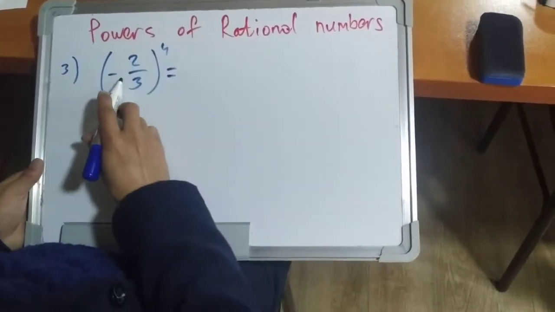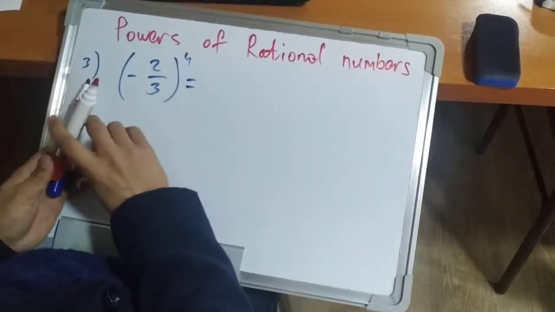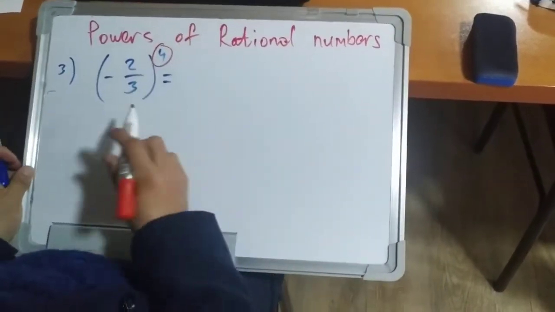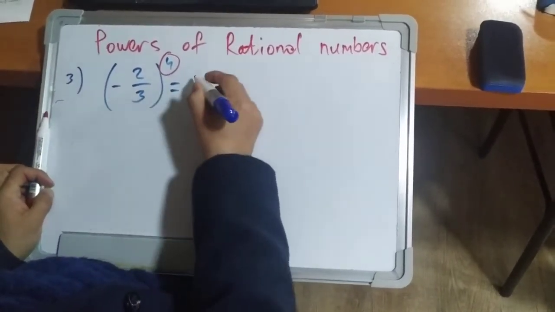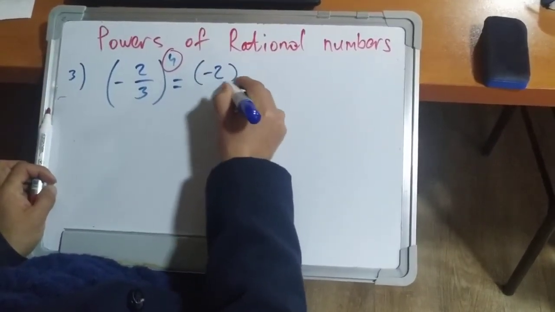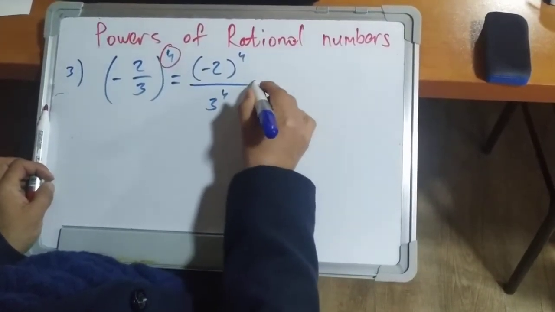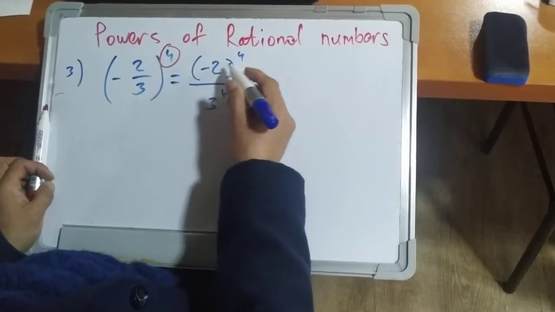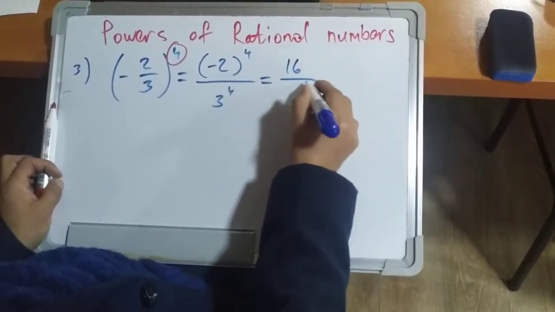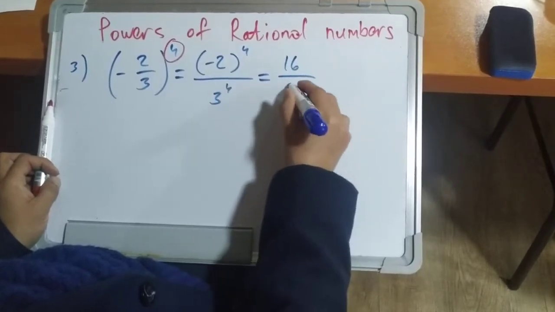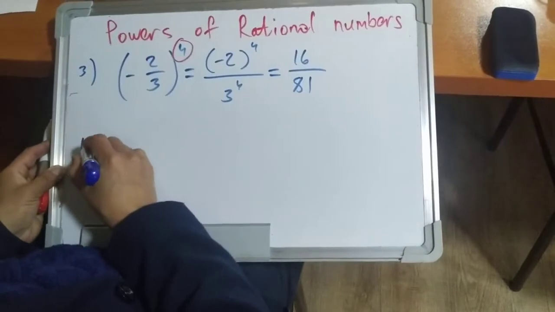If the rational number is negative and the power is an even number, look here, the exponent is even, so the answer will be a positive number, because (-2) to the power of 4 over 3 to the power of 4 equals: 2 to the power of 4 is 16, and 3 to the power of 4 is 81.